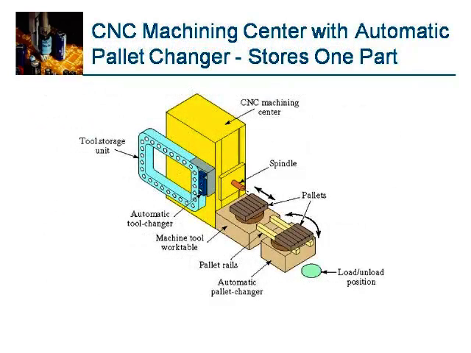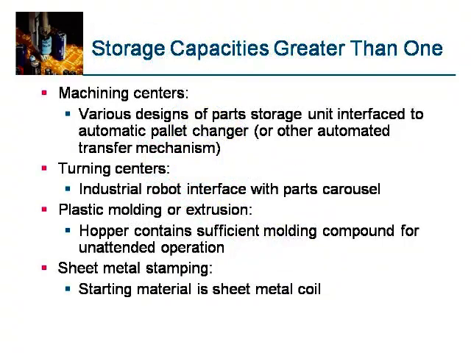You see, in a CNC machining center, this automatic pallet changer takes a few seconds to change the workpiece from the unload position to the loading position, and similarly from the loading position to the unload position. So work changeover time, workpiece setup time, is almost negligible. Storage capacity greater than 1. Machining centers have various designs of parts storage unit interfaced to automatic pallet changers. In this automatic pallet changer, while one part is loaded onto the machine, another part can be set up, and with a single command the setup part can be changed to the loading part.